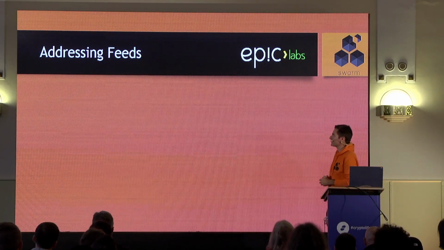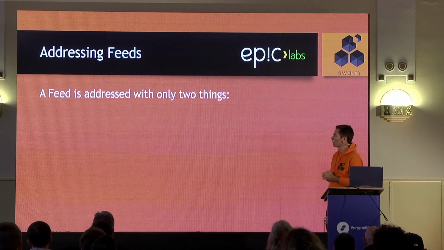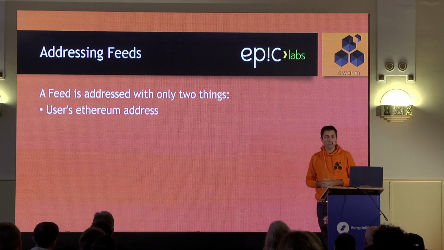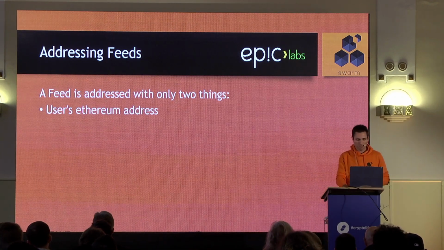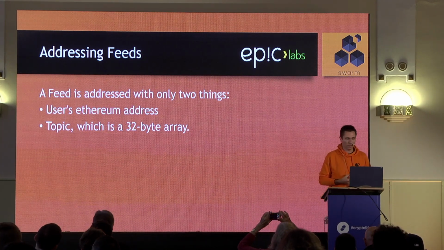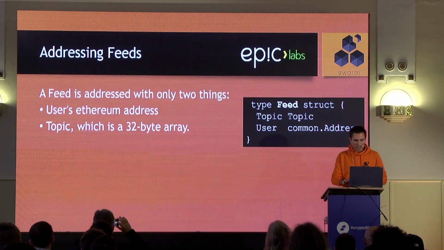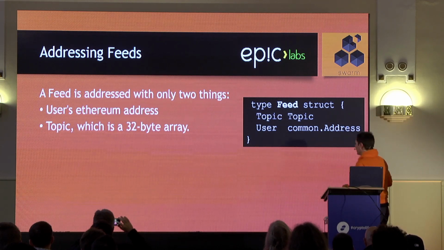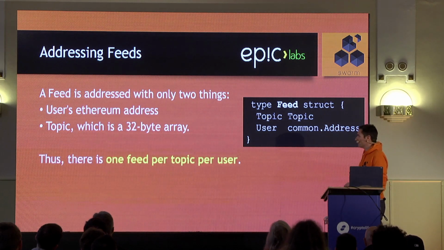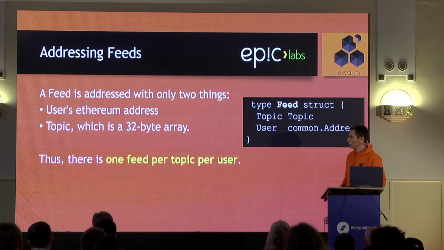So how do we address feeds? How do we refer to a feed? A feed is addressed only with 2 things. Remember this, only 2 things. The user's Ethereum address, that's one of the things that you need. And you also need a topic, which is a 32-byte array, anything you consider. And this is a more Golang definition of what a feed is, just 2 things, a topic and a user address. So there's 1 feed per topic per user, so infinite possible feeds.